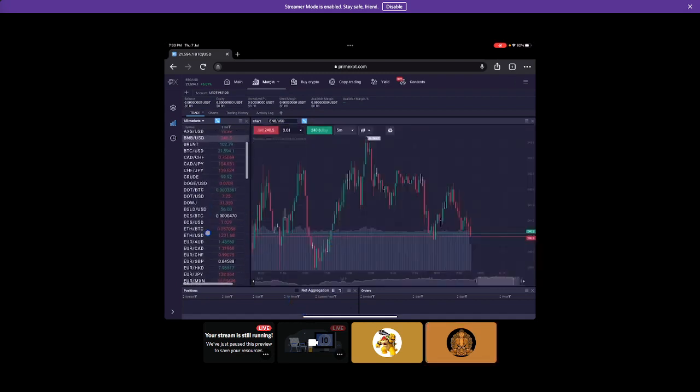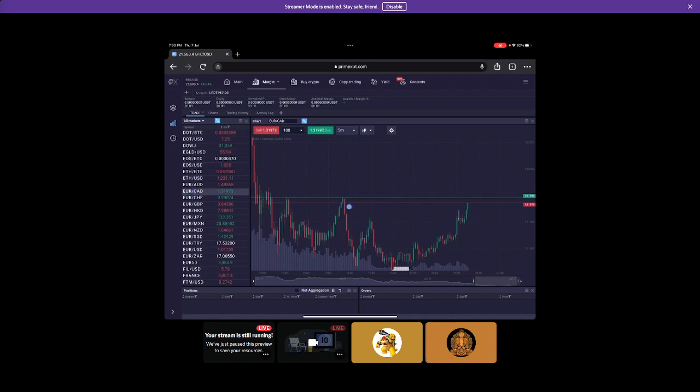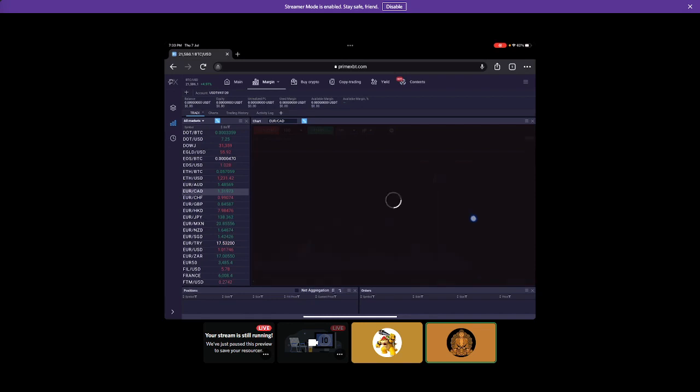So when it comes to making your first trade, let's say for instance we want to take a trade with a forex pair, like Euro CAD for instance. The initial thing that you want to do is look at the time frame, which is just above. Go to the 1 minute time frame.